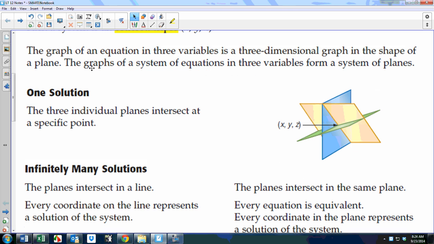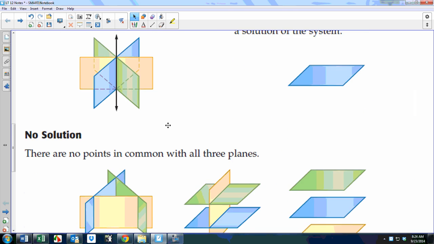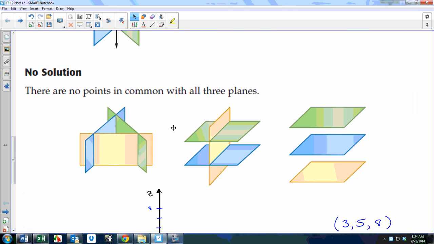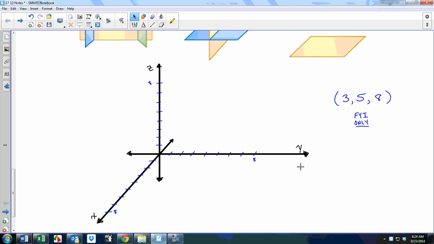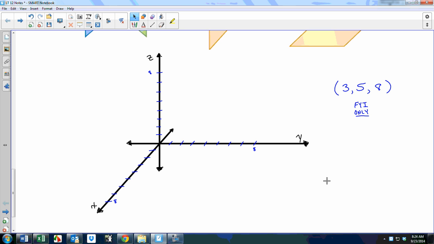All right, so the other ones, the infinitely many solutions and the no solution, we'll look at these as they come up and just talk about them. But they're definitely the weird ones. And then I wanted to show you, this isn't in your notes, but this is how on paper you would have to graph an ordered triple. We're not going to on paper. We're only going to be solving them algebraically.